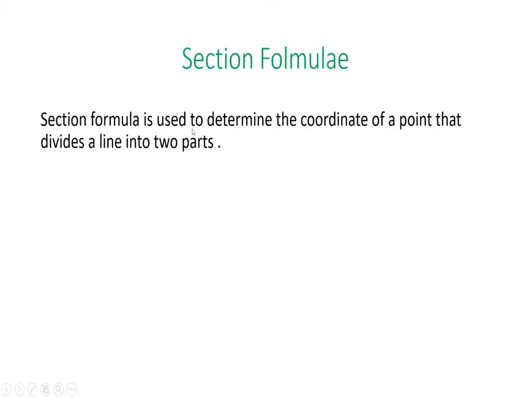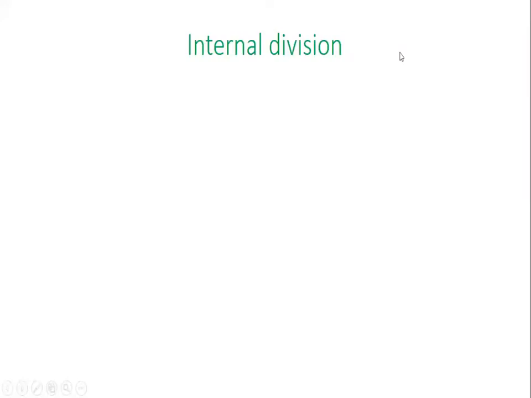The section formula is used to determine the coordinates of a point that divides a line into two parts. This formula is of two types: one is internal division, another is external division. Internal division.